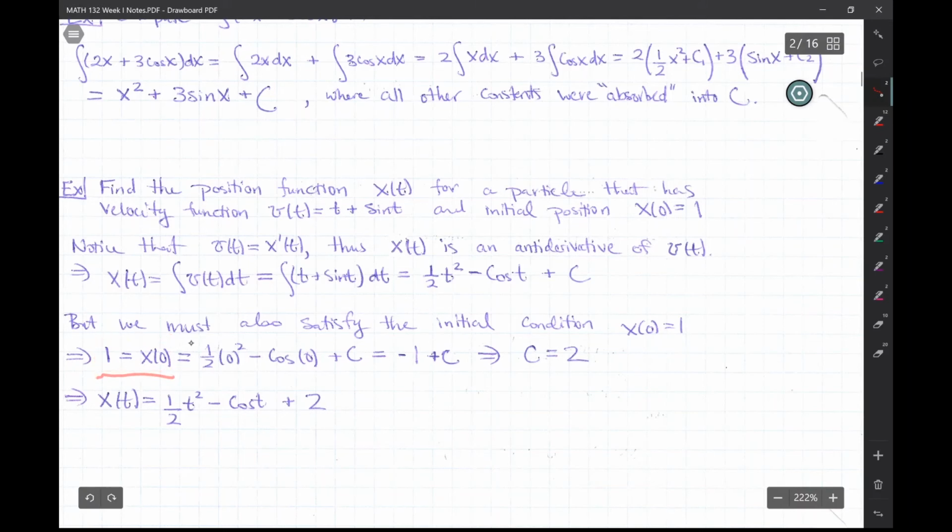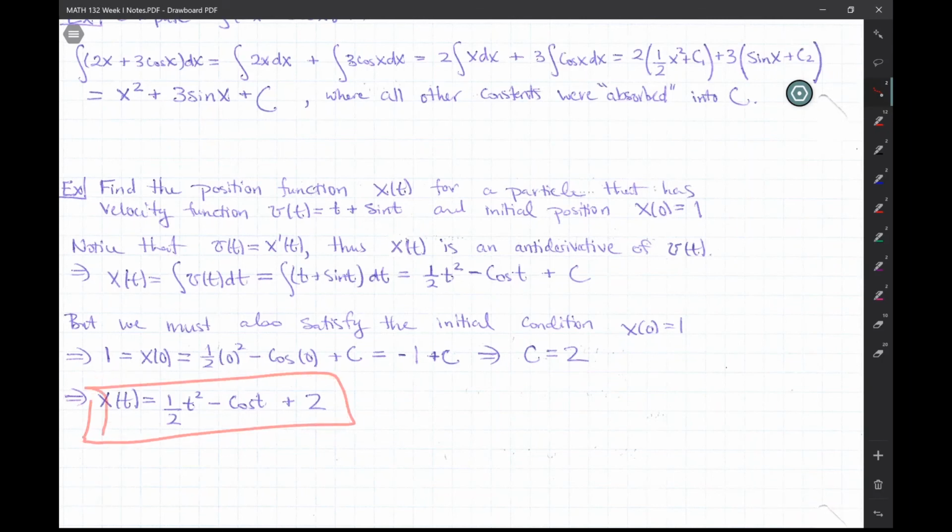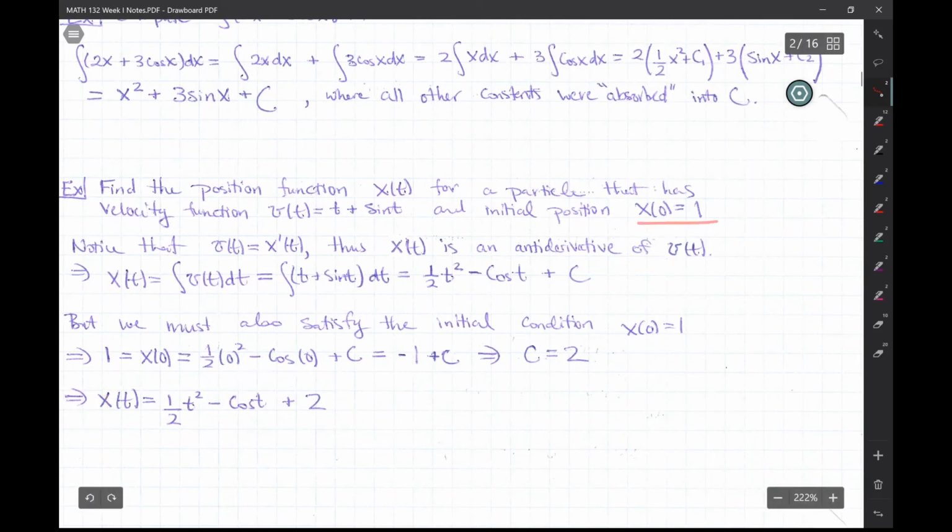But what you see on the right over here is what we get when we plug t equals 0 into our indefinite integral result. Okay, so if you plug in 0 into all of these, you'll have 1/2 0 squared minus cosine of 0. We just plugged in 0 wherever we saw t. And so the right-hand side here will reduce down to minus 1 plus c. Okay, and what that allows us to do is then solve for this unique c that would not only give us the antiderivative of the velocity, but also ensure that the initial position was 1. And that c would be equal to 2. And so here is our unique position function, the unique antiderivative that also satisfies x of 0 equals 1.